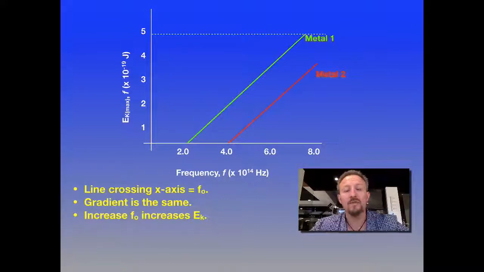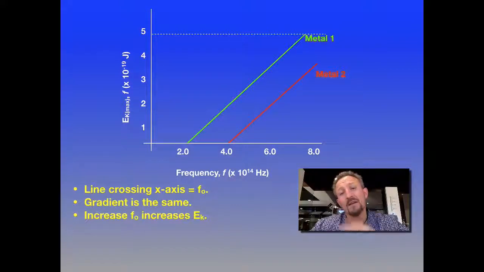We also know that if we increase the frequency beyond that of the threshold frequency, we will increase the amount of kinetic energy. You can see that for metal 1, threshold frequency is 2 times 10 to the 14 hertz, but if I went to 4 times 10 to the 14 hertz, you'll notice I'll get 2 times 10 to the negative 19 joules of kinetic energy, which is generated.